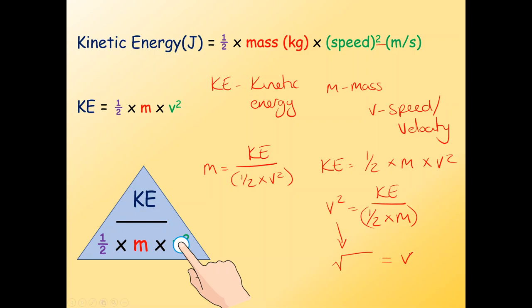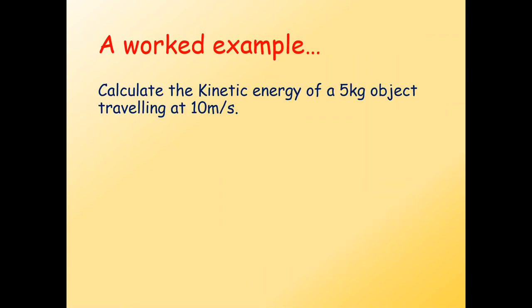Okay, let's have a little look at an example of using this equation now. So the question is, calculate the kinetic energy of a 5 kilogram object travelling at 10 meters per second. So it wants us to work out kinetic energy. It's given us the mass, and it's also then given us the speed, or the velocity.